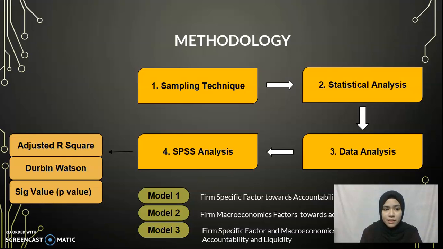From the SPSS analysis, there are 3 measures: adjusted R-square, Durbin-Watson, and significant value, which is the p-value. In the SPSS data, we have 3 models. Model 1 is firm specification towards accountability and liquidity, Model 2 is macroeconomic factor towards accountability and liquidity, and Model 3 is firm specific factor and macroeconomic factor towards accountability and liquidity.